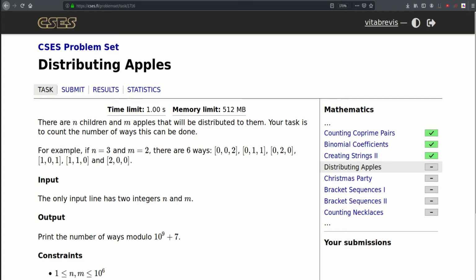Today we will be solving this problem called distributing apples. There are n children and m apples that will be distributed to them. Our task is to count the number of ways this can be done. For example, if n equals 3 and m equals 2, there are 6 ways to distribute the 2 apples.